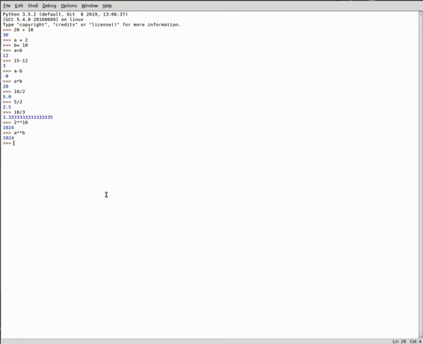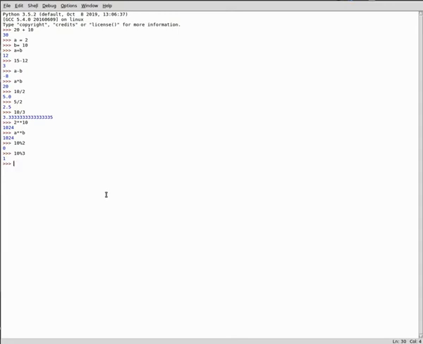Then we have modulus. Modulus is an operation that gives us the remainder of a division. Modulus in Python is represented by the percentage symbol, which is probably at the 5 key. So if I do 10 modulus 2, of course the division of 10 by 2 gives us 0 as a remainder, so I get 0. If I do 10 modulus 3, I get 1, because when 10 is divided by 3, we have a result of 3 and a remainder of 1.